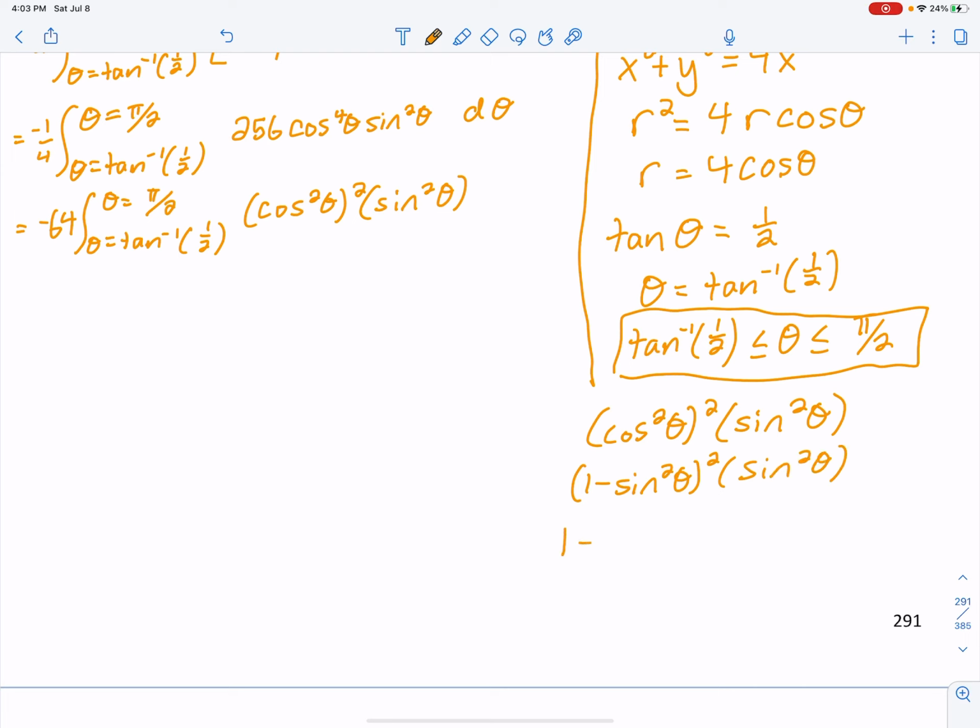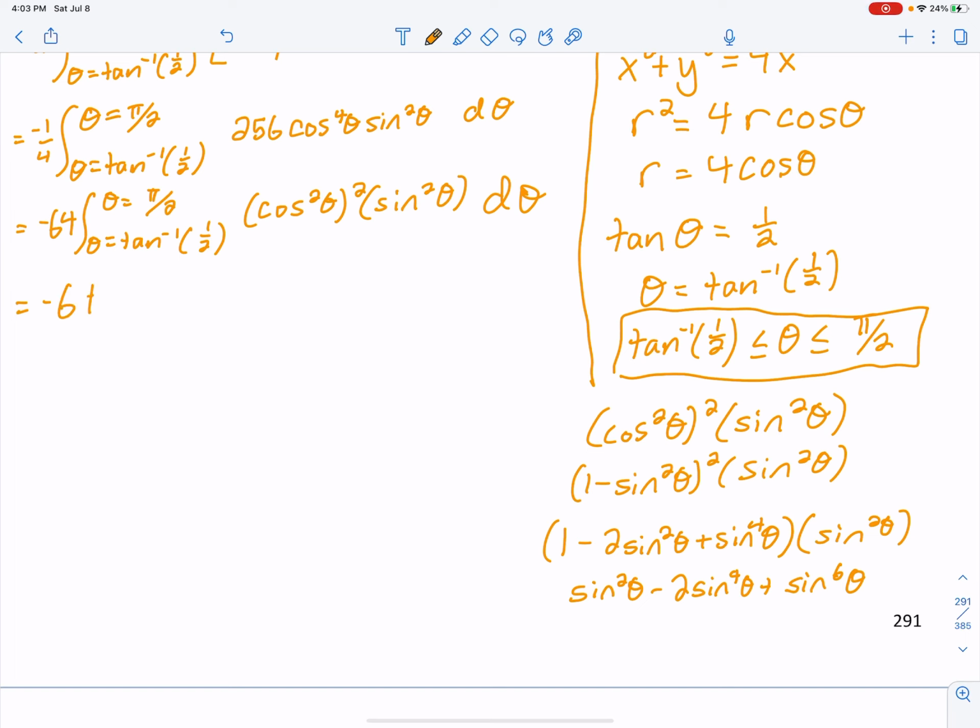I got 1 minus 2 sine squared theta plus sine squared, or sine to the 4th, squaring that. All this is still times that sine squared. All this work, I just distribute the sine squared now. So I got sine squared times 1 minus 2 sine to the 4th theta plus sine to the 6th theta. It's not pretty, but it works. Okay, that's d theta there.